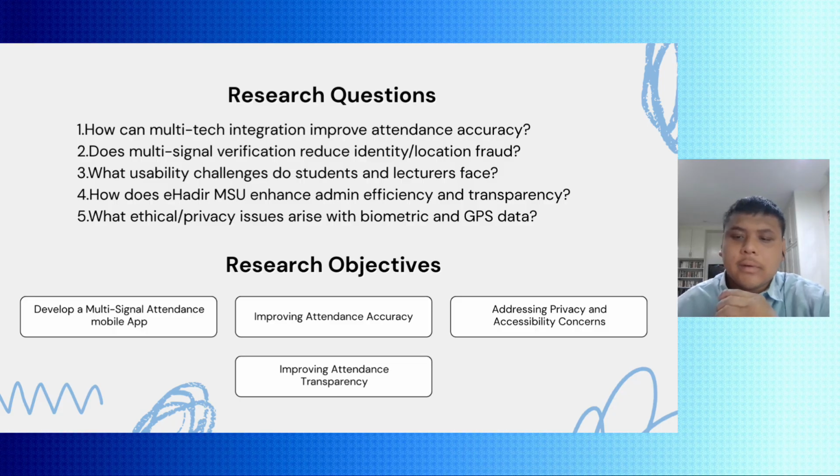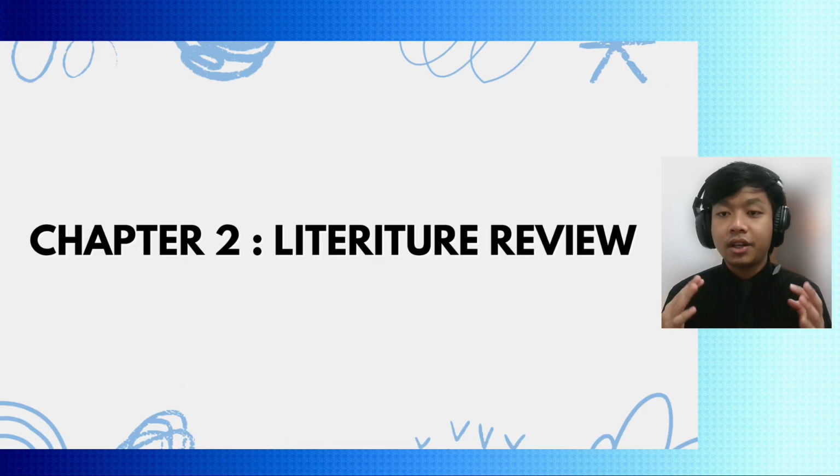Next is addressing privacy and accessibility concerns. When dealing with these kinds of mobile apps, we need to prioritize students' privacy first. Lastly is improving attendance transparency. We would like our mobile application to allow students to see their attendance in real time to see whether or not their attendance has been registered. And I think that's all from me. Thank you.